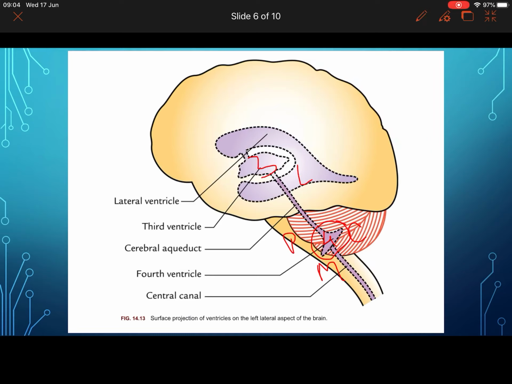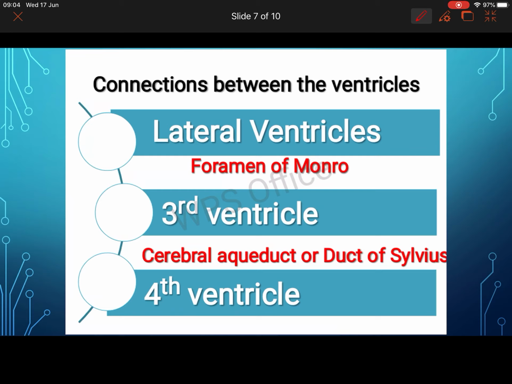Now let's see the interconnections which are present between the ventricles. How are they interconnected and how do they become a system? So the 2 lateral ventricles are connected to the third ventricle by the foramen of Monro. We'll see it in the diagram again side by side, so it's very clear.